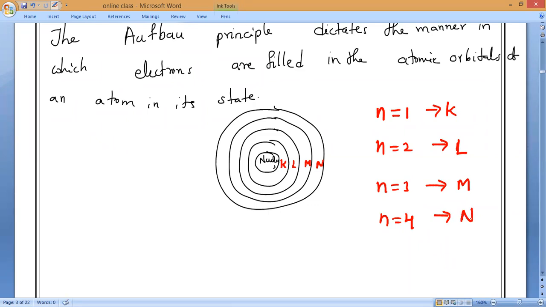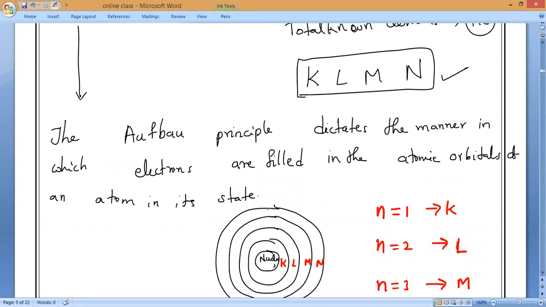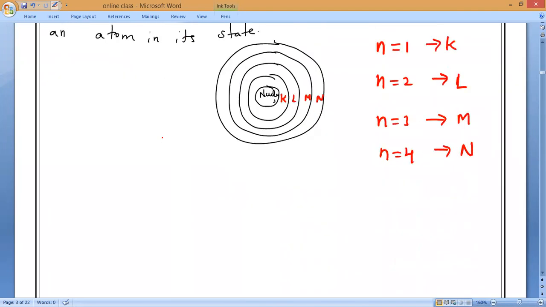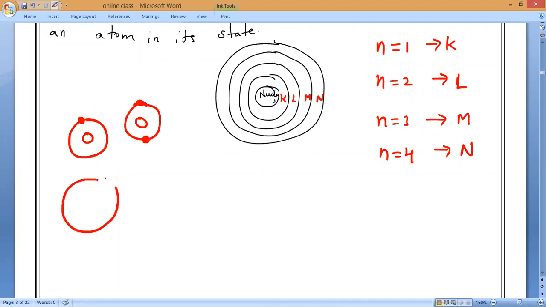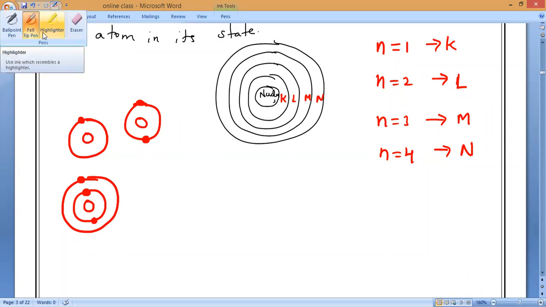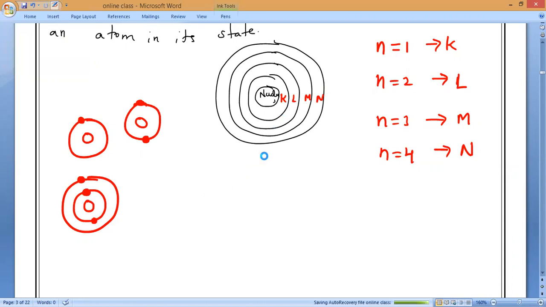All of you remember, from now onwards we are going to write in the form of the Aufbau principle. Till now we were representing directly in the form of electrons. Hydrogen has 1 electron, helium 2 electrons. Lithium has 3 electrons, so 2 here and 1 outside. Like this we were arranging. Now onwards we arrange in the form of buses.